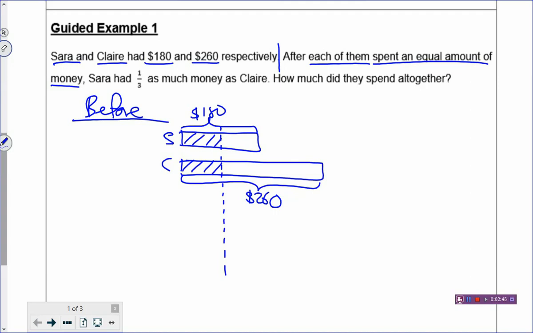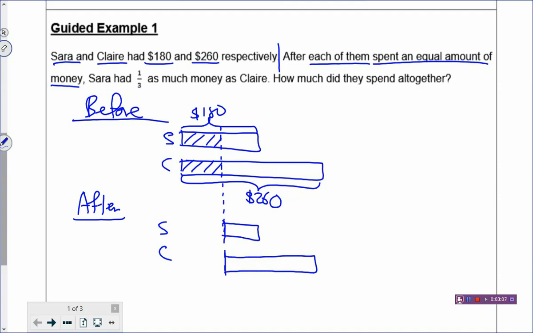Alright, so how do you draw the after model? Now, the after model is quite easy. Sarah will have lesser money. So I start from the dotted line and I draw Sarah's box. And then Claire will also have lesser money, so you can see her money also became shorter.